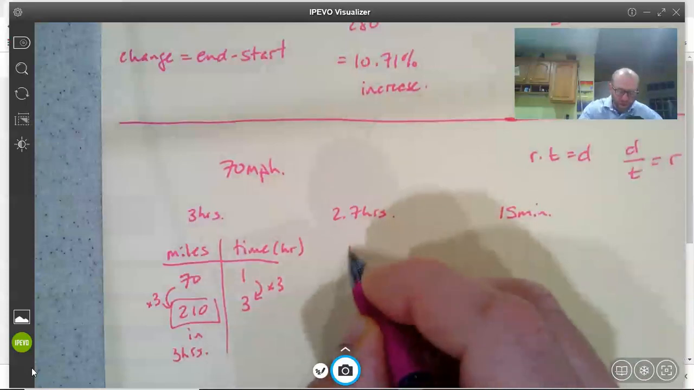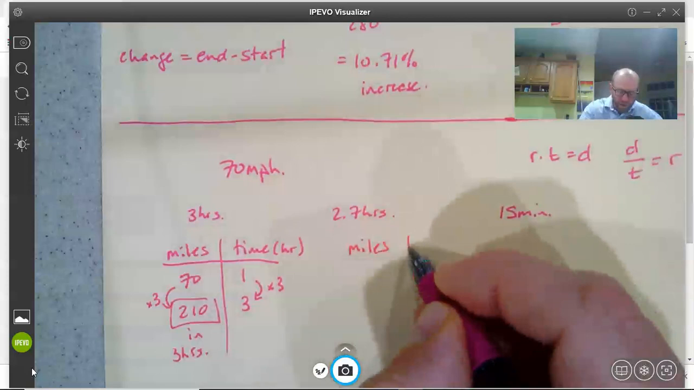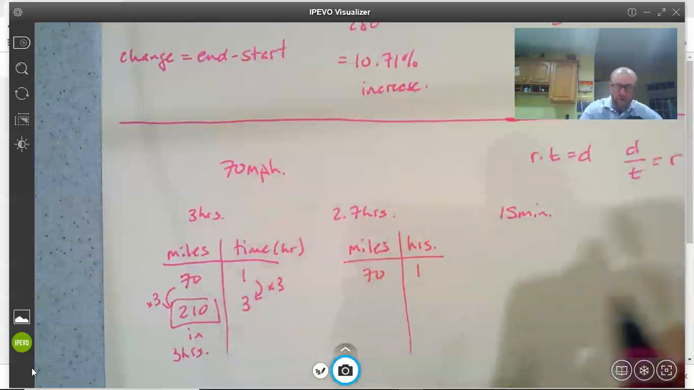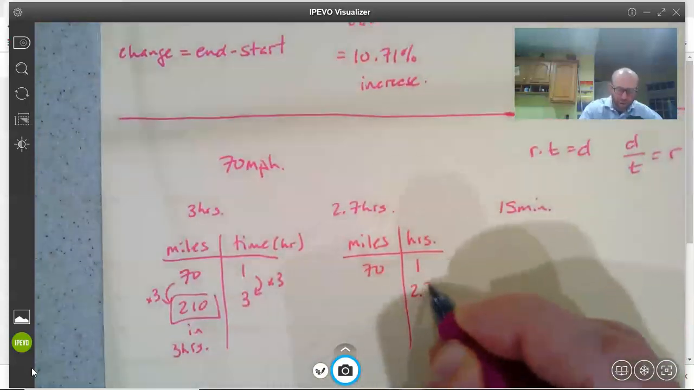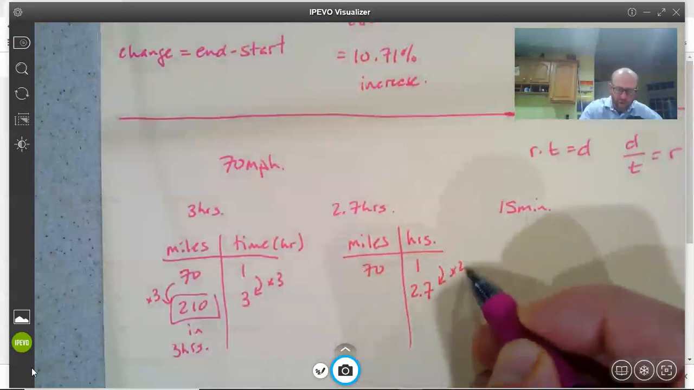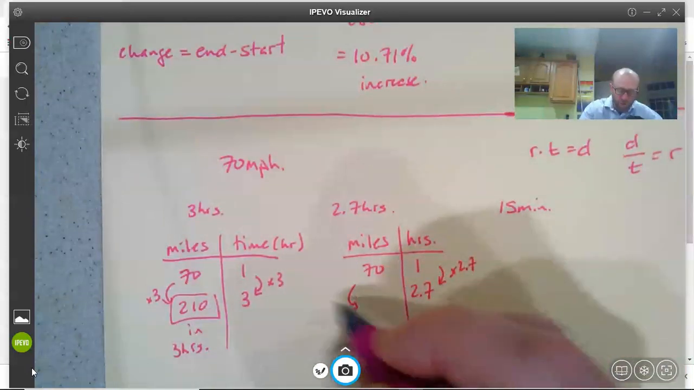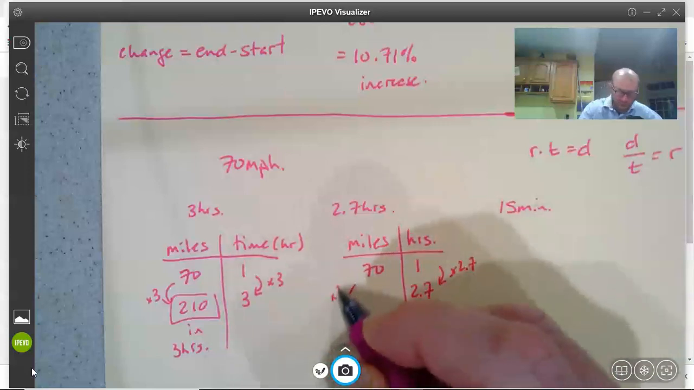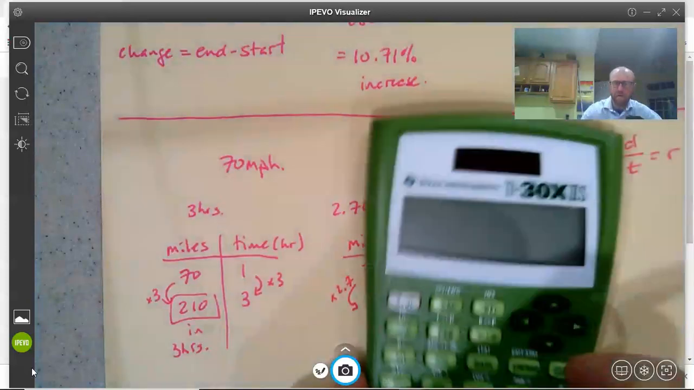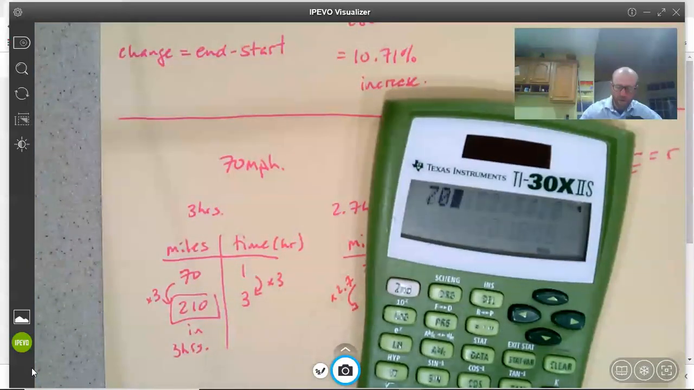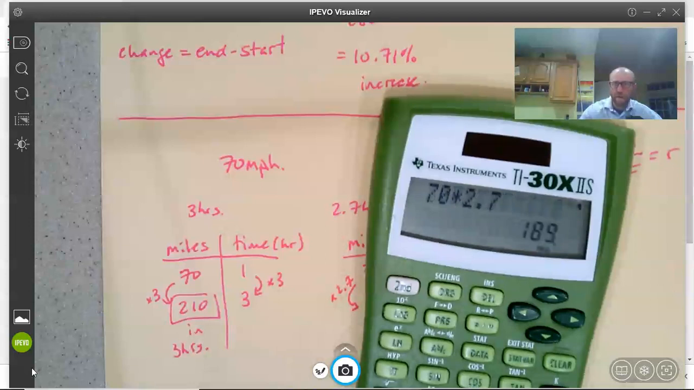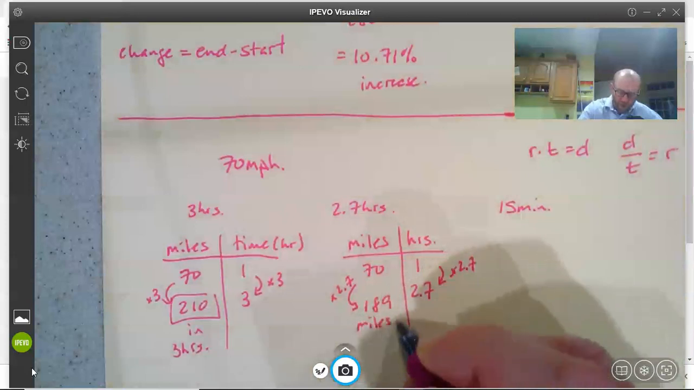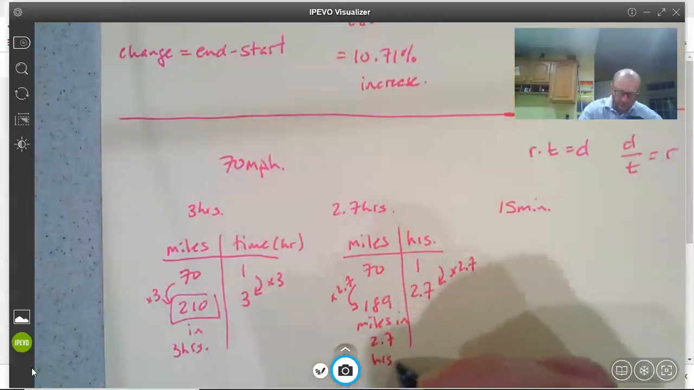then let's see. I could go miles and hours. 1 hour is 70 miles. So 2.7 hours, well, that's 1 times 2.7. So we'll have to go 70 times 2.7. I'll get my calculator out for that. We'll go 70 times 2.7, 189. 189 miles in 2.7 hours.